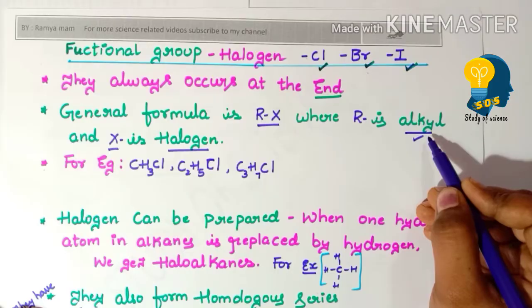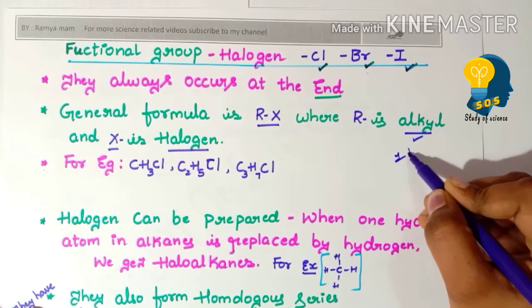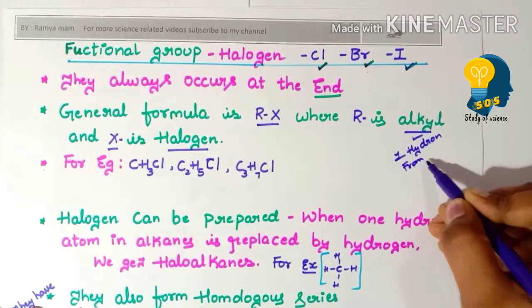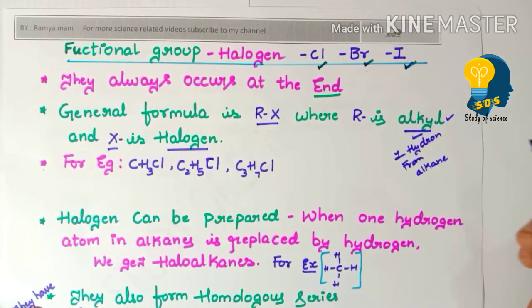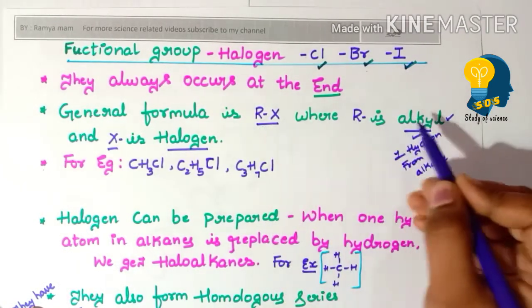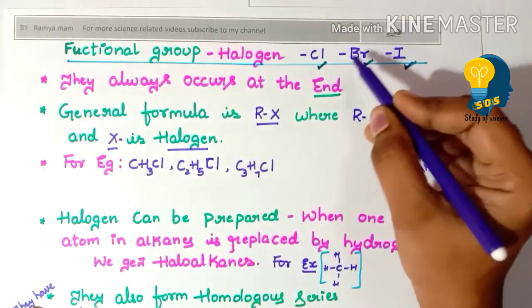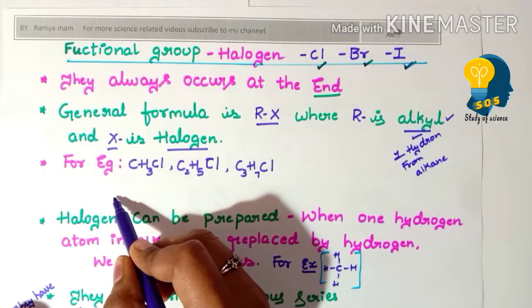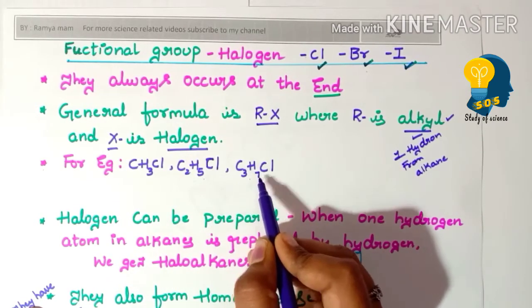What is alkyl? By now you all have an idea of what alkyl is. Alkyl is the group which is formed by the removal of one hydrogen. By removing one hydrogen from alkane, we get alkyl. We all know this, right? So the general formula is RX, where R is the alkyl and X is the halogen. Which are the halogens here? Chlorine, bromine, iodine. Here are some examples for the halogen, that is CH3Cl, C2H5Cl, C3H7Cl.